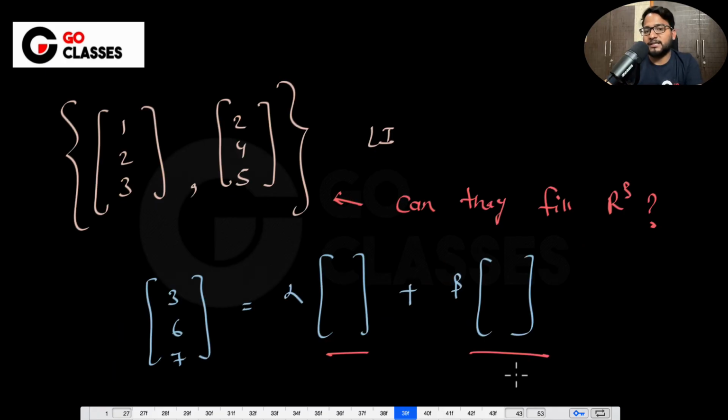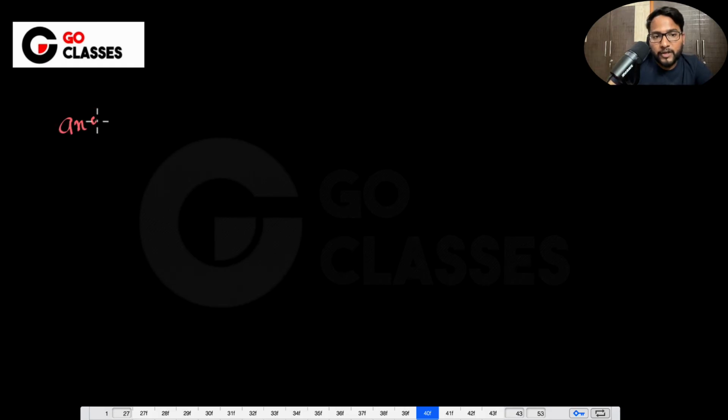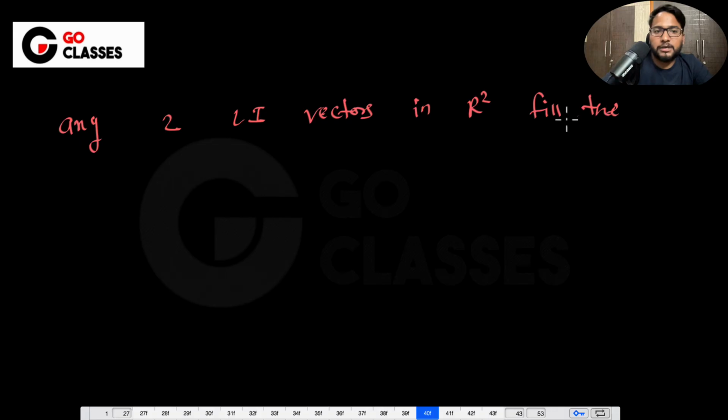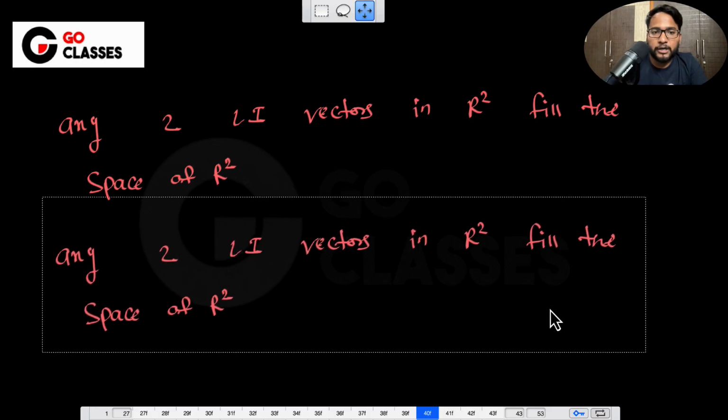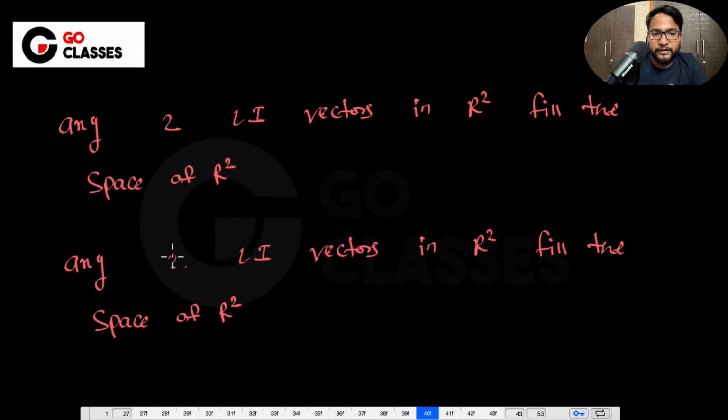So the conclusion here is that any two linearly independent vectors in R2 fill the space of R2, obviously, right? It is the default, if I'm talking about R2, then I'm talking about R2 only. Similarly, I can rewrite this point and say any three linearly independent vectors in R3 can fill the space of R3. So this is one point, this is another point, right? So basically you have any three. For example, let me just give you the example.